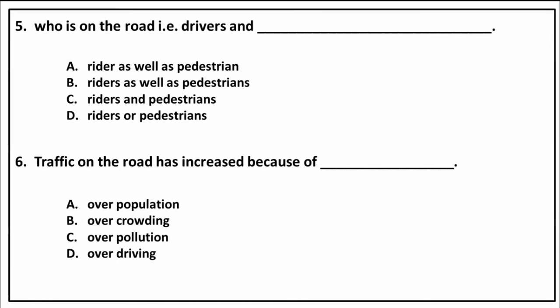So now let's see who is on the road. That is drivers. Again, just like the first question, you saw that all of the words of the nouns or things were plural. So the other thing will also be plural. Same situation is here. Drivers. This is a plural noun. So we use plurals for everybody. For example, riders as well as pedestrians. Option B will be the correct option. Riders as well as pedestrians. So all goes the same.